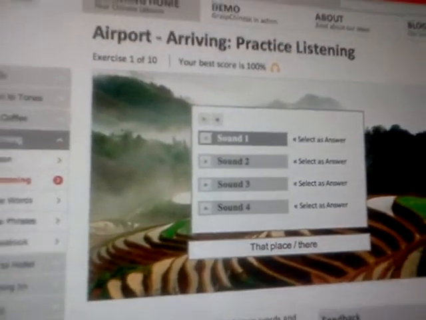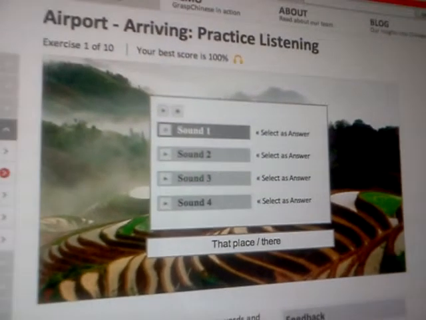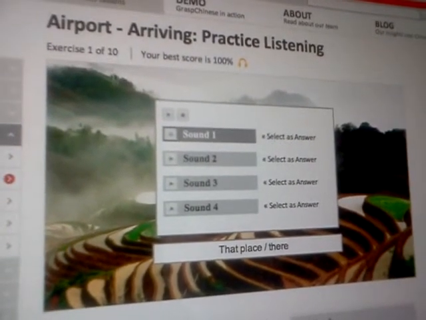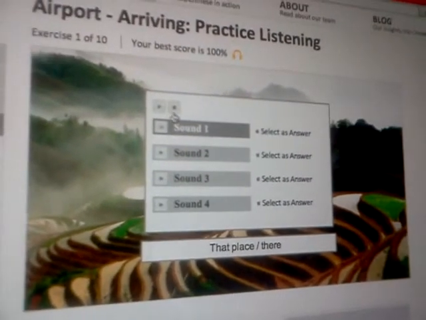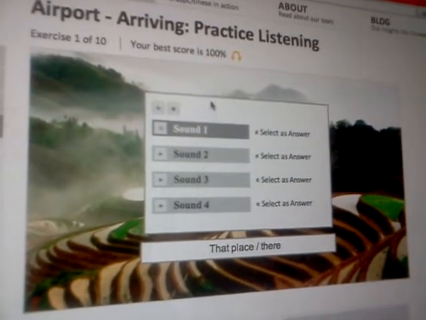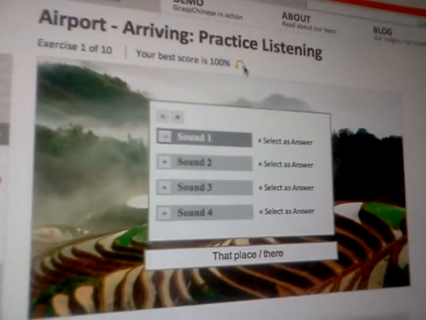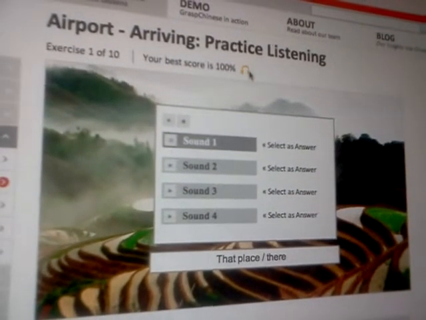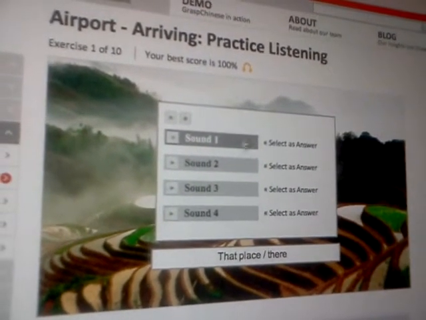Alright, this video is going to be a little longer, most likely. I'm going to do the same exercise as I did in part 2, but as you see up here, it says exercise 1 of 10. That means that there's 10 parts to this exercise. I'm going to see if I can get 100% now. As you can see here, my best score is 100%, which means I have. But that took a while to obtain, so I'm going to see if I can just do it in one shot. And here we go.